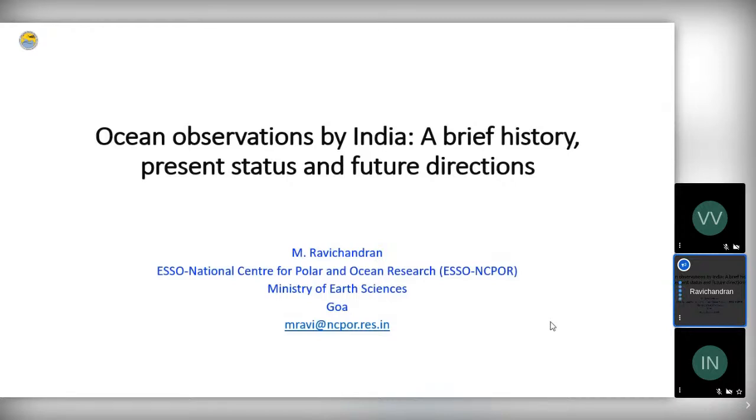As you all know, until the end of the 20th century, the Indian Ocean was almost under-observed when compared to the Atlantic and Pacific. However, with the effort of both India as well as international collaborations, the Indian Ocean has matured enough to have a number of observations equivalent to other oceans.